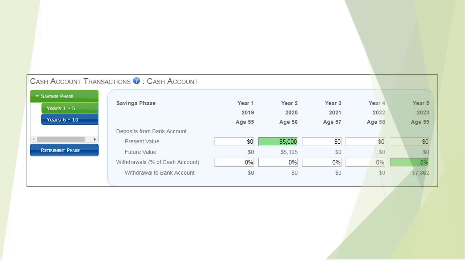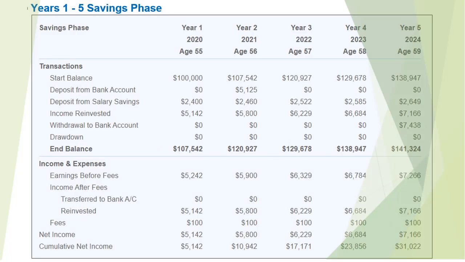Deposits and withdrawals from the transaction account can be made on an annual basis. In this example, $5,000 is deposited in year 2. Note the index value is listed below the present value entry. Withdrawals are always listed as a percentage of the fund. In this case, 5% of the fund is withdrawn. Deposits are made at the start of the year and withdrawals at the end of the year.